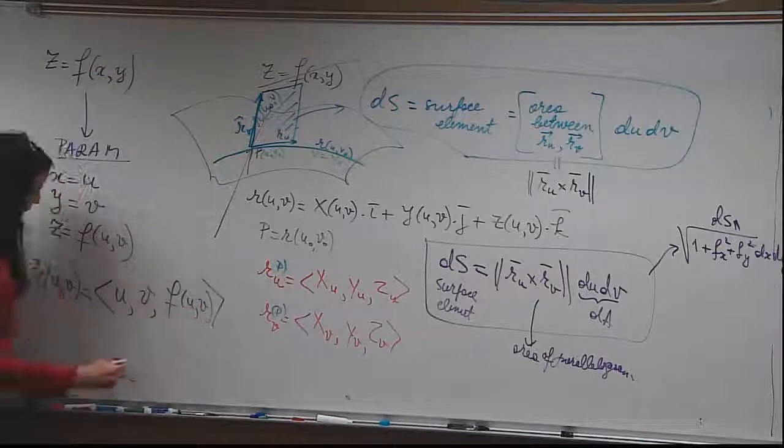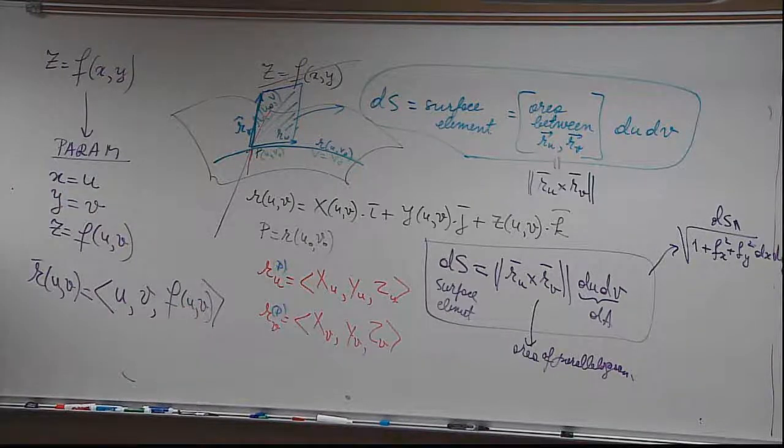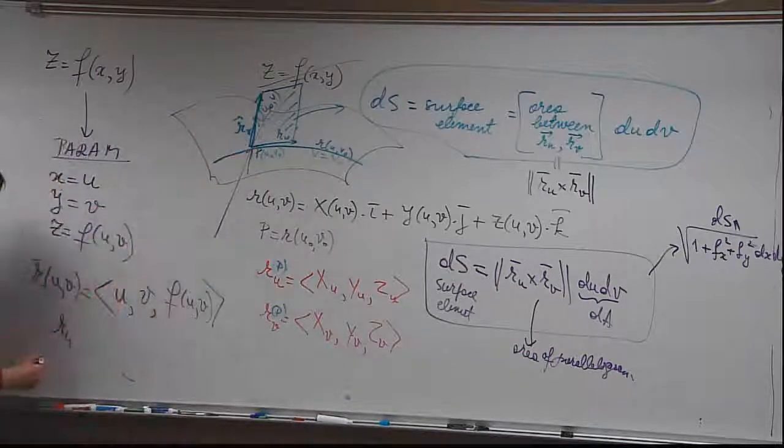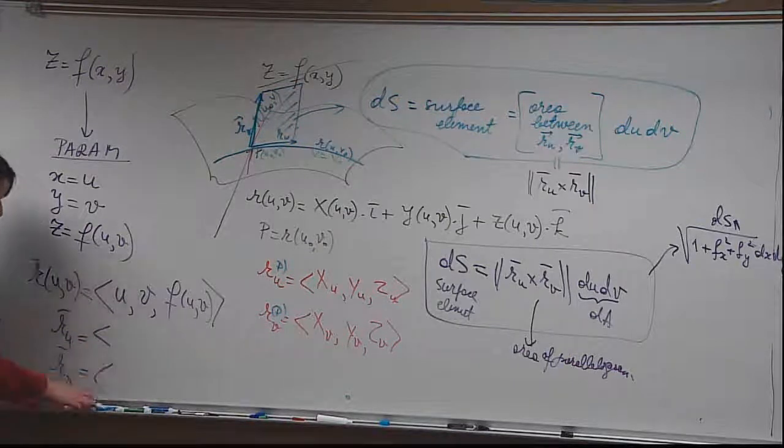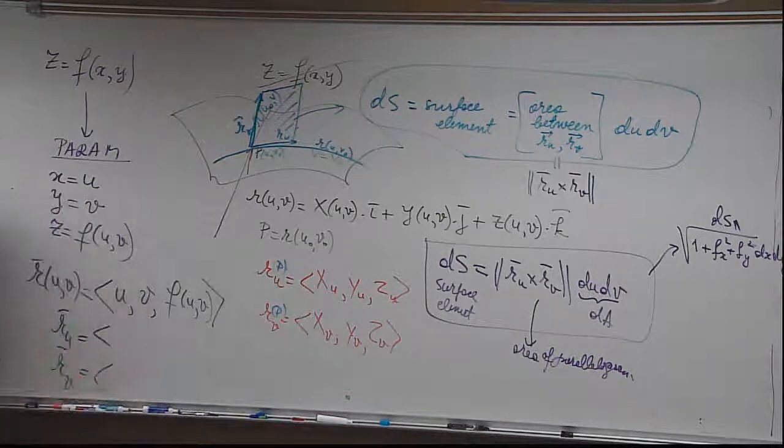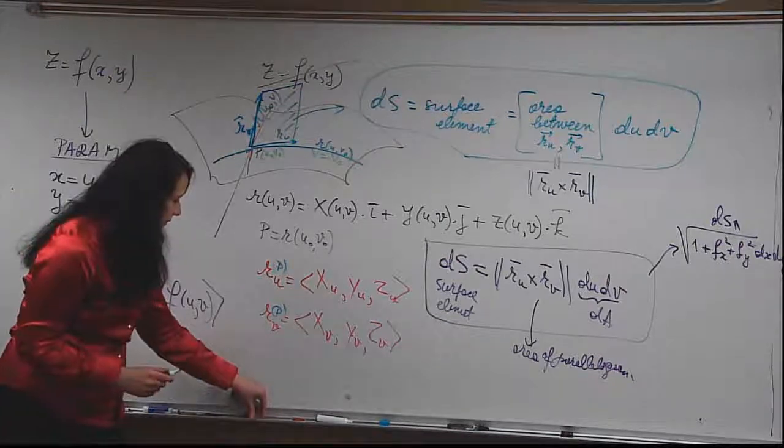Now you have to help me compute r sub u and r sub v. They have to be these blue vectors, the partial velocities, r sub u, r sub v. Is it hard? Come on, it shouldn't be hard. I need to change colors. So can you tell me what they are?